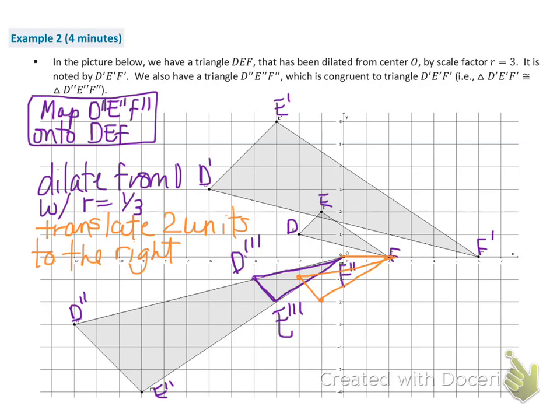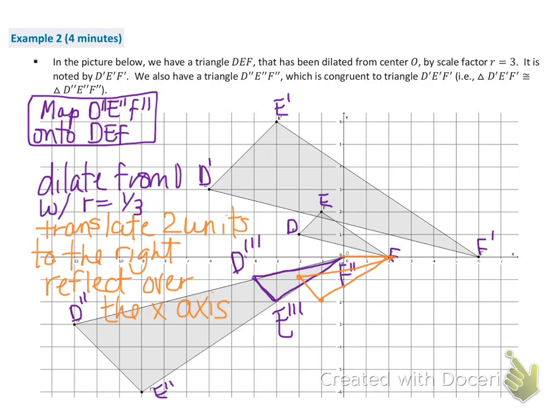The last rigid motion I'm going to do is to reflect it over the x-axis. So I'm going to reflect that translation over the x-axis. Okay, so on the reflection, and then they're mapped onto one another.